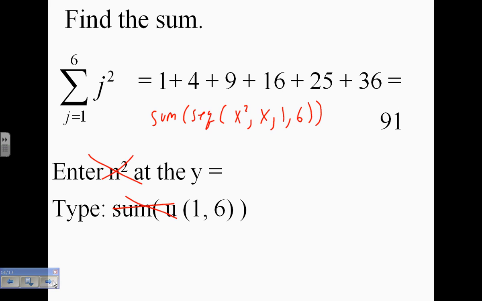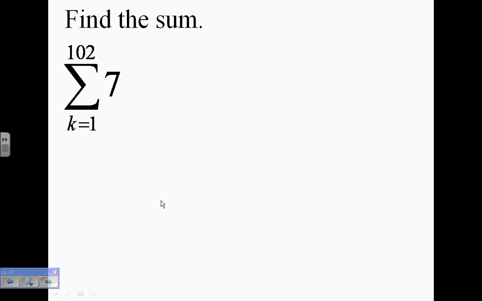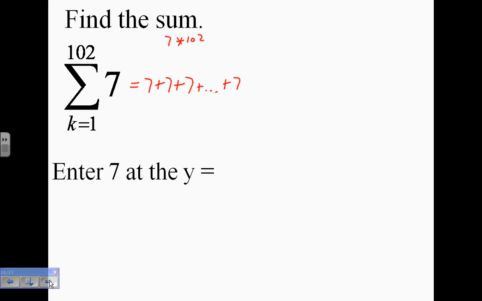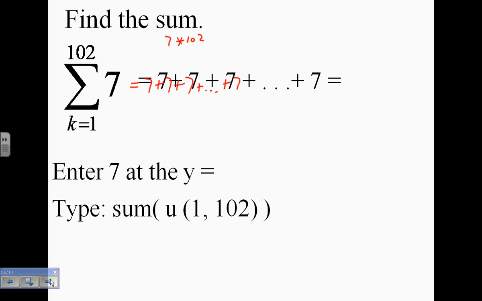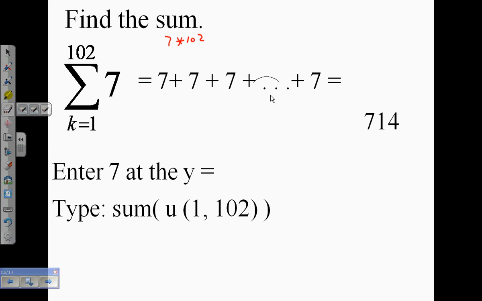Try another one. 7 and 102. Well, of course, there's an easy way of doing it. You could take 7 times 102, because this means you're going to add 7 up to itself 102 times. Or you can put it on the TI. Makes no difference to me. So you come up with 714. And remember, we are not going to do it like this. Okay? Not using any of that stuff.